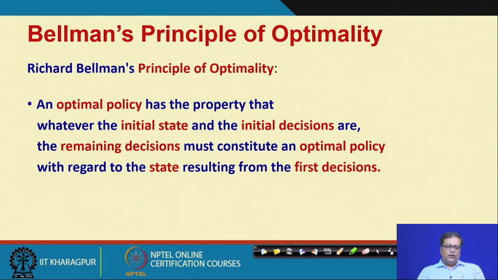Now, again let us start with Bellman's principle of optimality. It basically states an optimal policy has the property that whatever the initial state and the initial decisions are, the remaining decisions must constitute an optimal policy with regard to the state resulting from the first decisions. Is it all right? So, that is Bellman's principle of optimality, and we will come back to this once again.